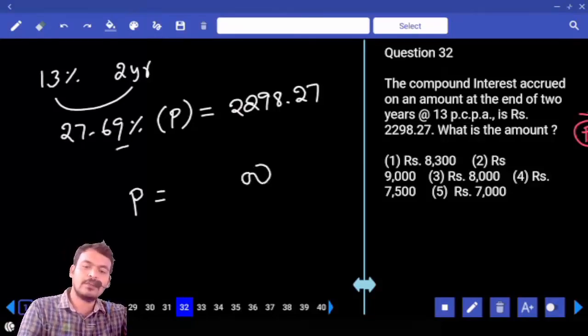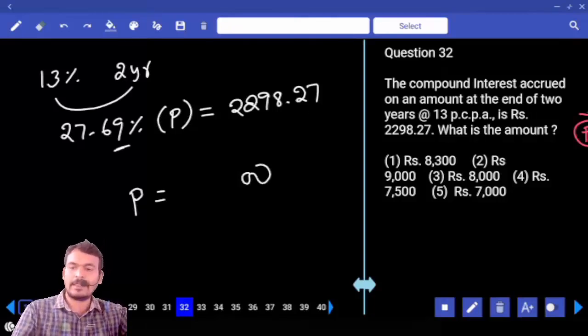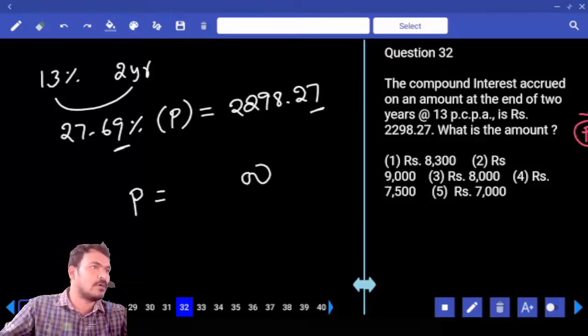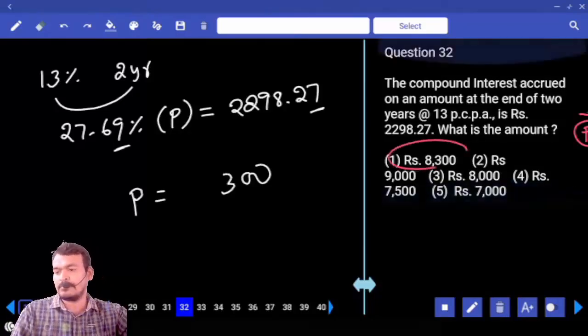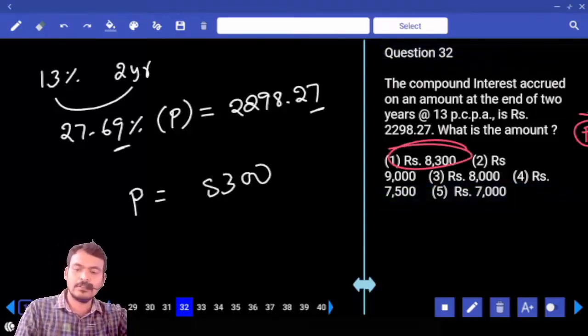What is the left hand side units position? 9. Right hand side units position 7. Possibility is 3 times. Ending with 300. How many options? Only one. 8,300.